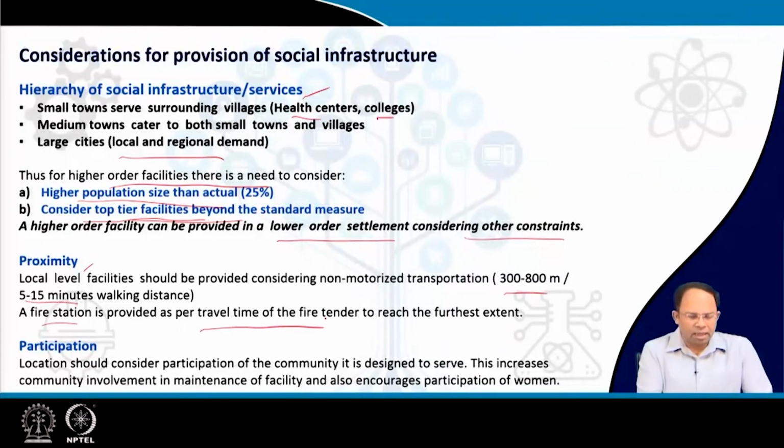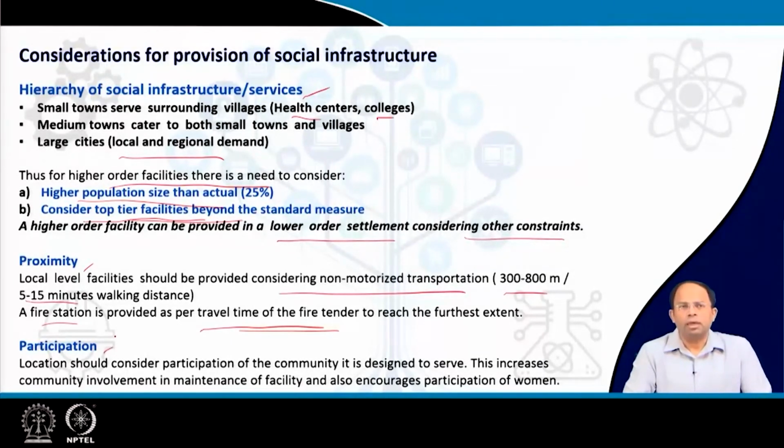So in that case, the proximity is estimated differently, not in terms of walking distance or non-motorized transportation, but here we have to consider the time in which the fire tender will arrive at the place where the fire has happened. We assume that a fire happens at the furthest extent of the area it serves, and then ask how much time it will take to travel there. If it is beyond a certain threshold, we can say that no, the distance has to be reduced. So that means you have to have more fire stations.